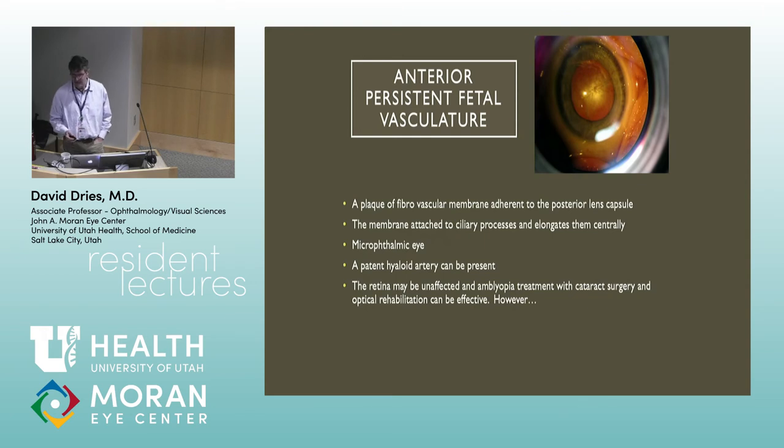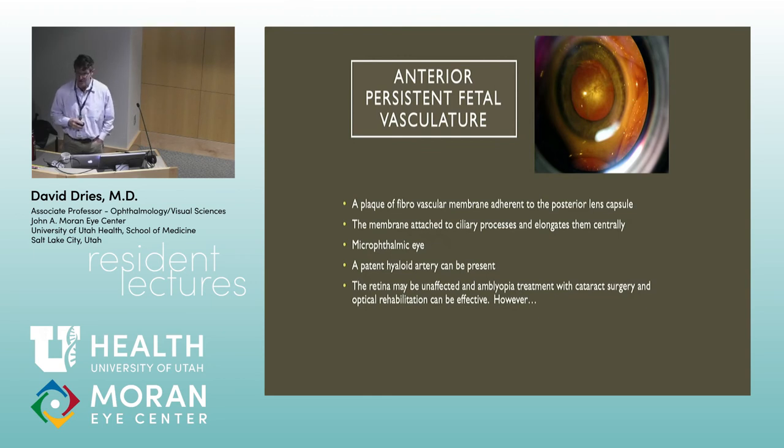Why does this happen? What's the pathophysiology? Well, there are multiple developmental genes turning on and off during development of the eye, and mutations in those genes during somatic cell divisions probably cause this.